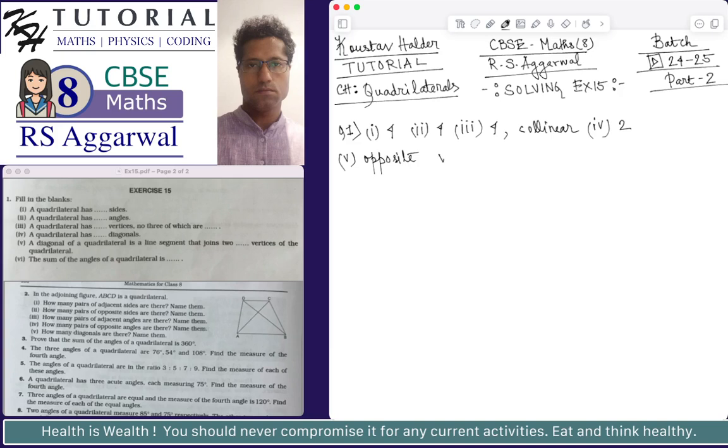Okay. Part 6. The sum of the angles of a quadrilateral is 360 degrees. Okay. This was question 1. These were all straightforward fill in the blanks questions based on the very basic properties of quadrilaterals. Okay. Question number 2. There is a figure given and we have to answer some questions regarding their angles, adjacent sides, adjacent angles, opposite angles. Let's quickly draw the figure, the quadrilateral.